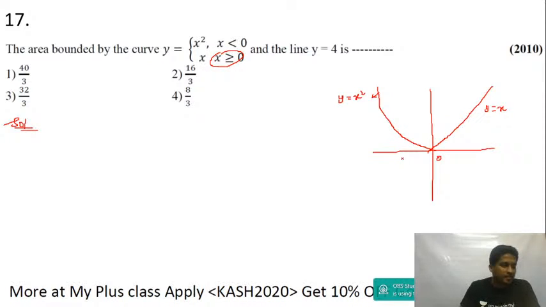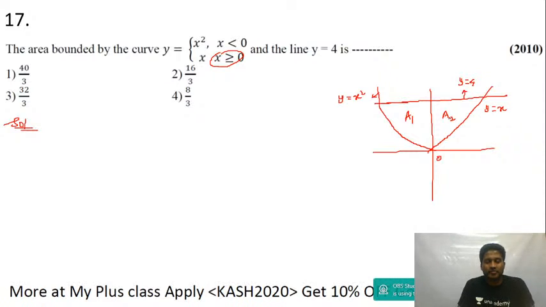Alright, now the area bounded by y equal to x square and y equal to x, and the line y equal to 4. So let me take this line, y equal to 4. Now if I take the areas, let's say this is A1 and this area is A2. I'm supposed to find the area bounded by the curve y equal to x square, that is A1 and A2. This point is (0, 4).